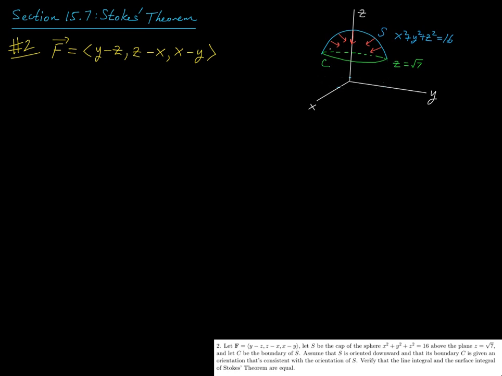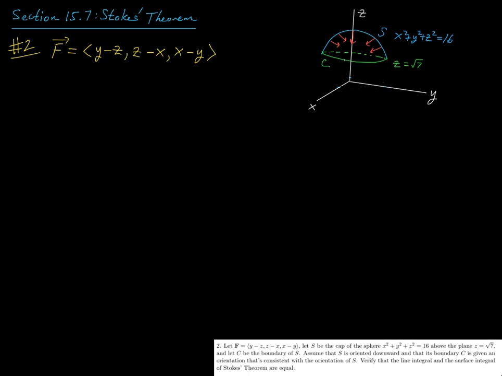All right, so here is the cap of our sphere, and that's formed by intersecting the sphere with this plane, z equal to the square root of 7, and they intersect in this green boundary curve C here. This is a circle, and we note here that the normal vectors to our surface are pointing downward. So that means we're going to have to orient this boundary curve C clockwise as opposed to counterclockwise, because we have to follow that right-hand rule convention.